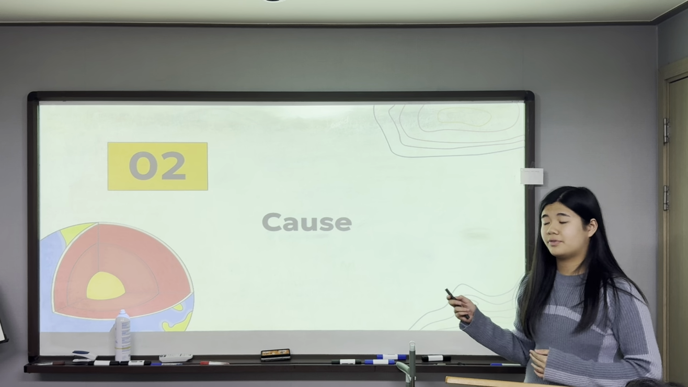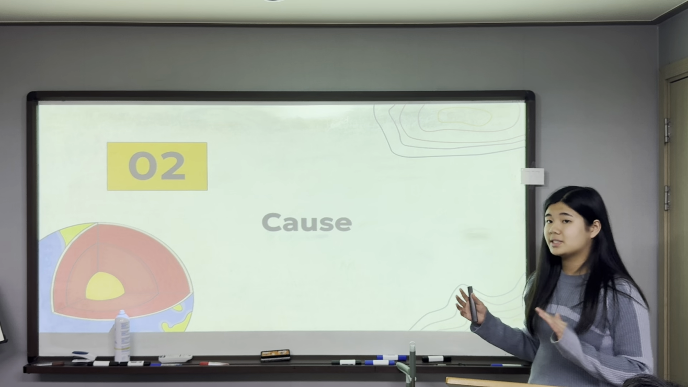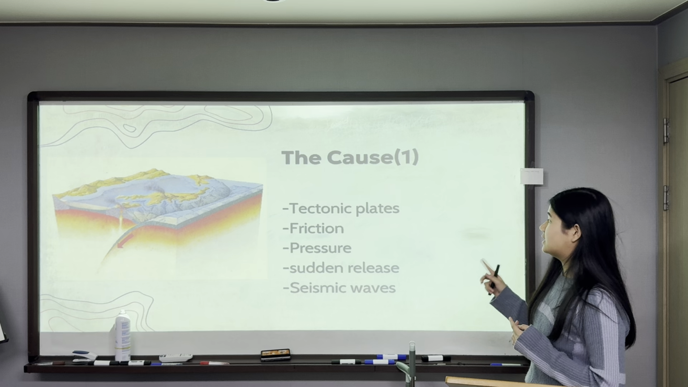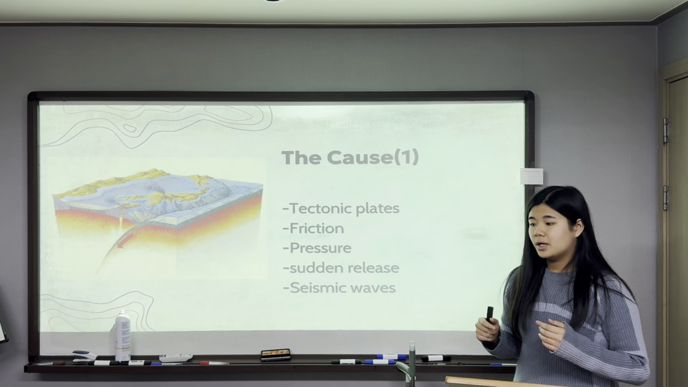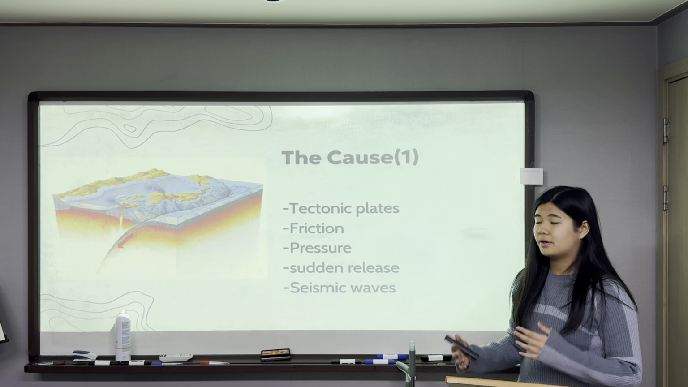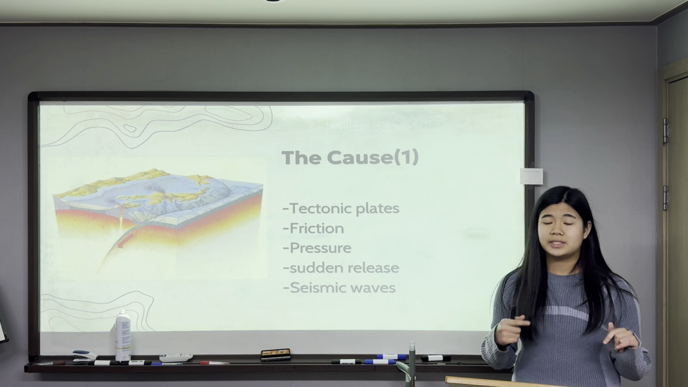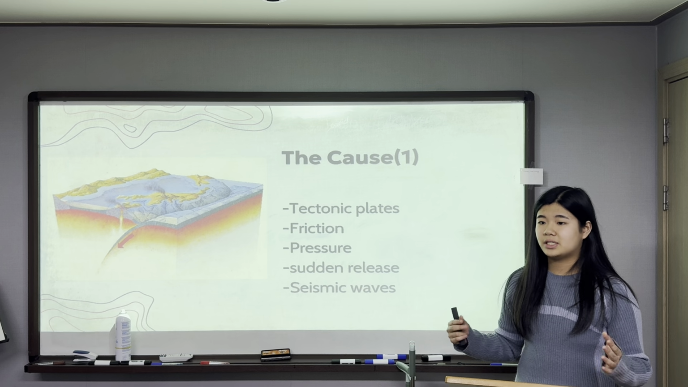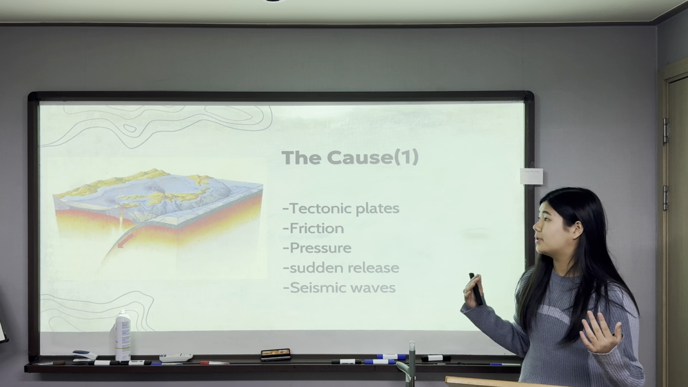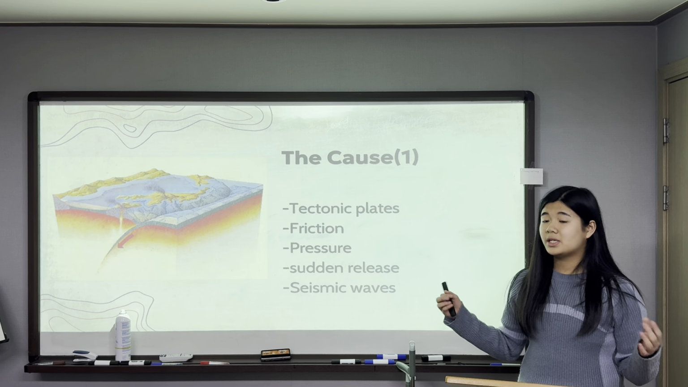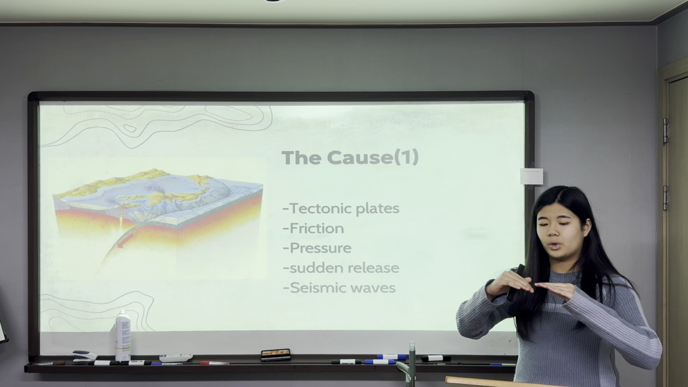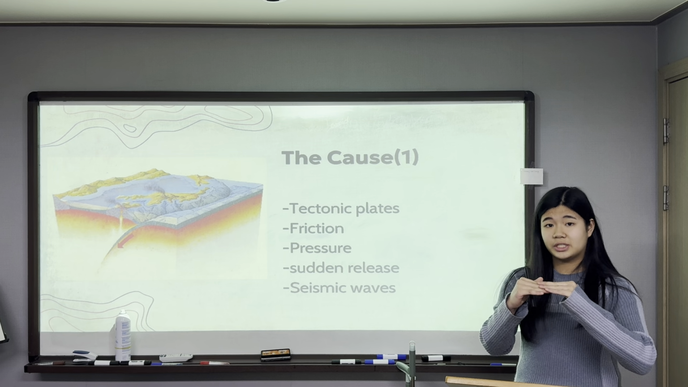Next is the cause of the earthquakes. There are various causes of the earthquakes, so I divide it into 4 categories. First is the tectonic plates. Under the ground we're standing on, there are 15 tectonic plates that move 1 to 20 centimeters each year. They can move apart from each other, but on the other hand, they can move towards each other, which can also make collisions. When they collide with each other, the edges get stuck because of the friction, and then one gets under the other and increases the pressure.